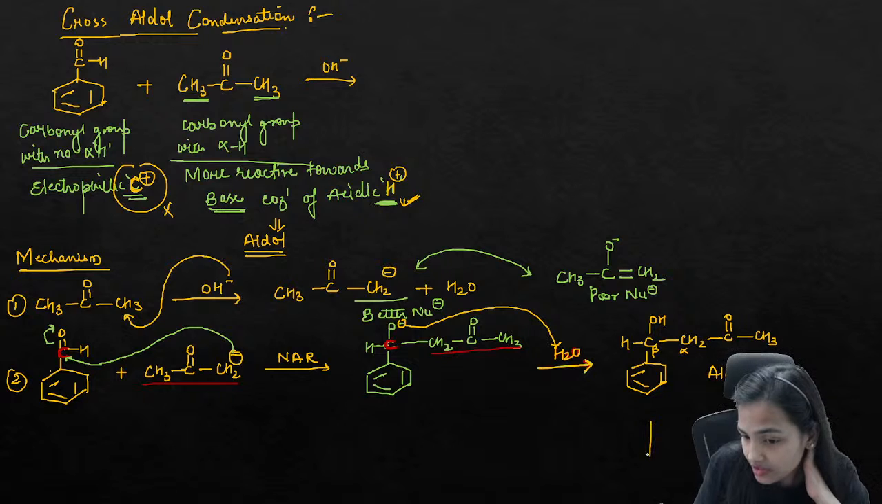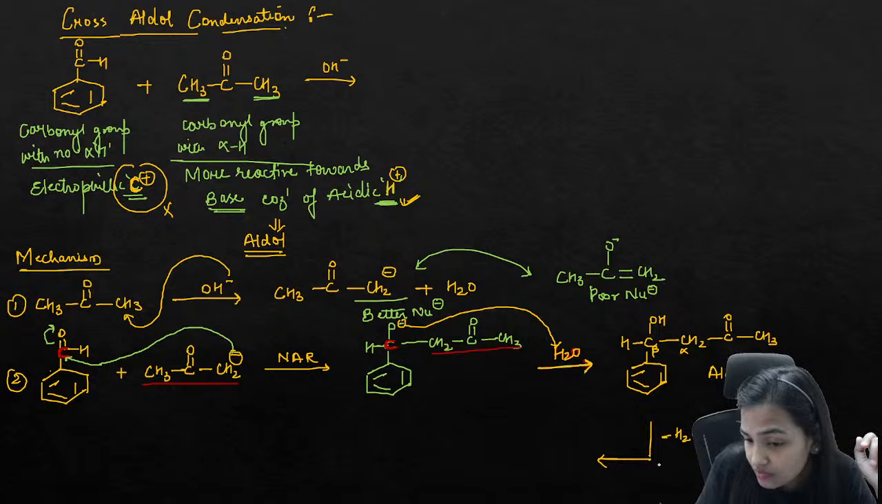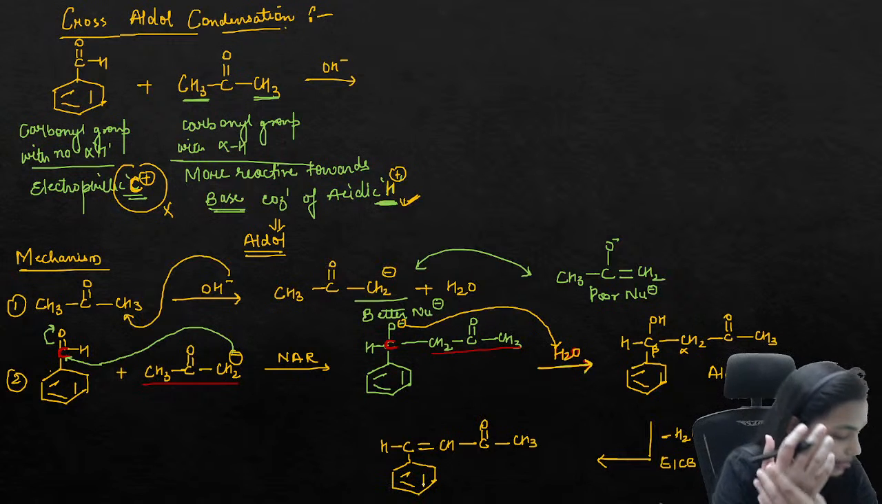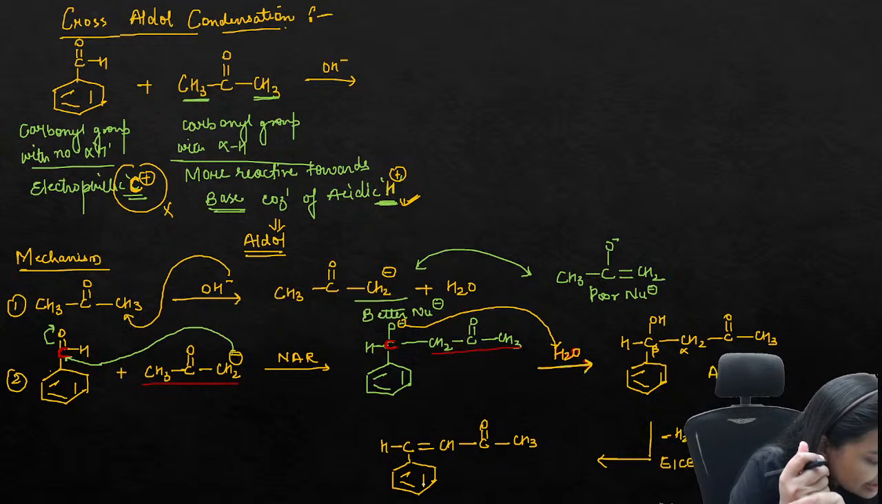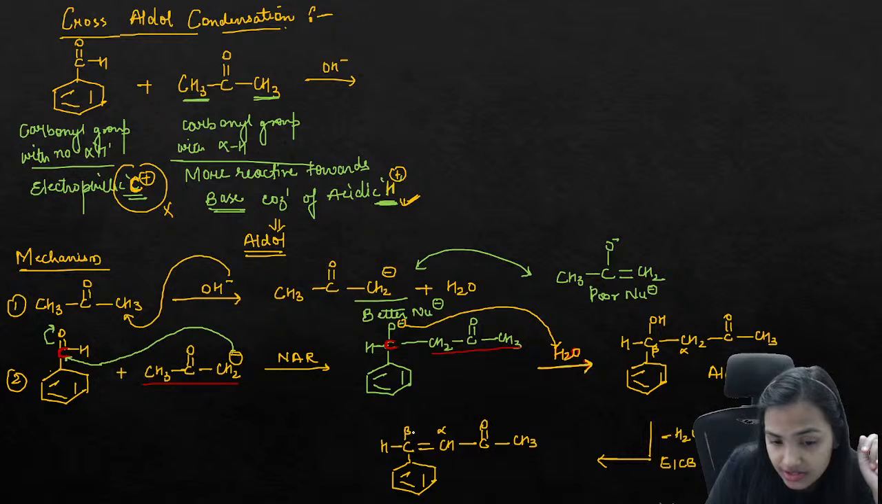Beta-hydroxy carbonyl compounds are aldols. Now from this aldol, because there is one more acidic hydrogen, we can do the elimination of water by following the E1cB mechanism. Again we will get HC=CH-C=O-CH3, and here I will get the benzene. Got it? So this is your final answer, the alpha, beta-unsaturated carbonyl compound.